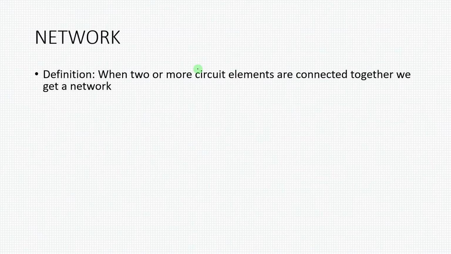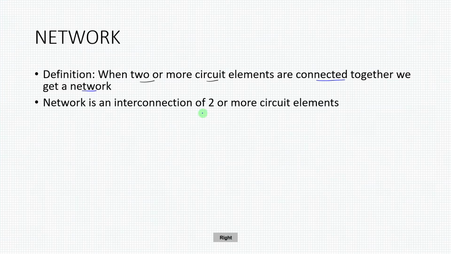So the basic definition of a network, or when do you get a network? You get a network when two or more circuit elements are connected together. Let me say it once again, when two or more circuit elements are connected together, we get a network. Basically a network is an interconnection of two or more circuit elements. So I'll just put that here.